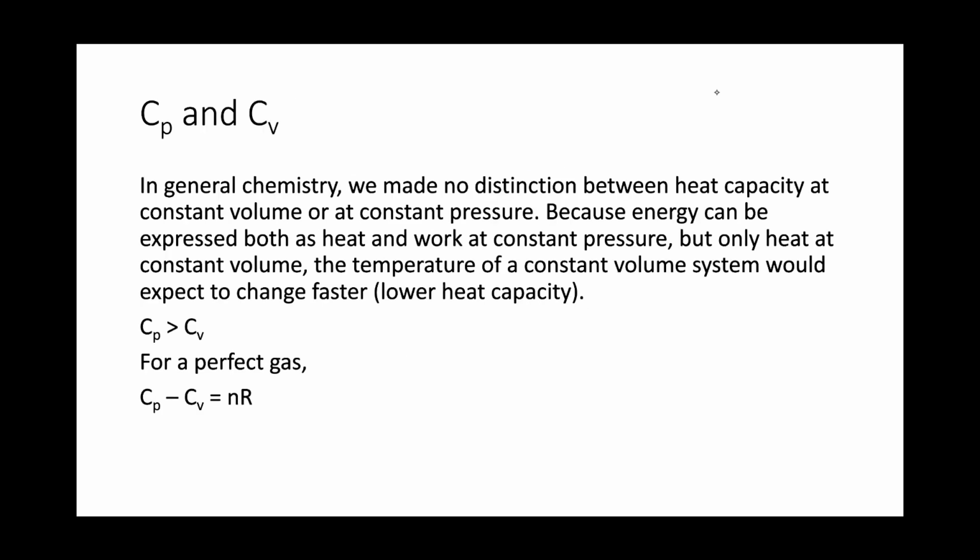All right. If we wanted to relate heat capacity at constant pressure and heat capacity at constant volume, in general chemistry we made no distinction between these two. We just said something like C sub S. We kept it really simple. But because energy can be expressed both as heat and work at constant pressure, but only as heat at constant volume, the temperature of a constant volume system would be expected to change faster.